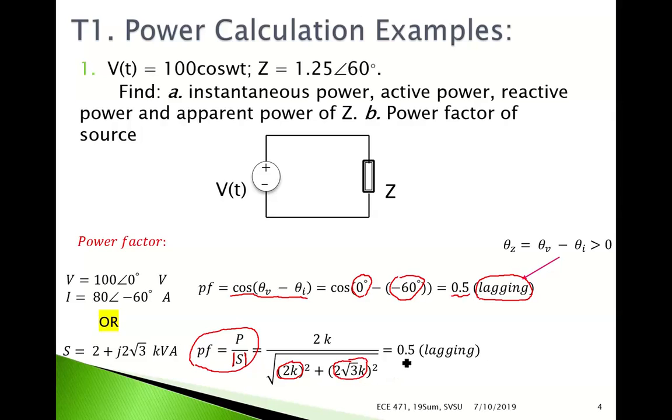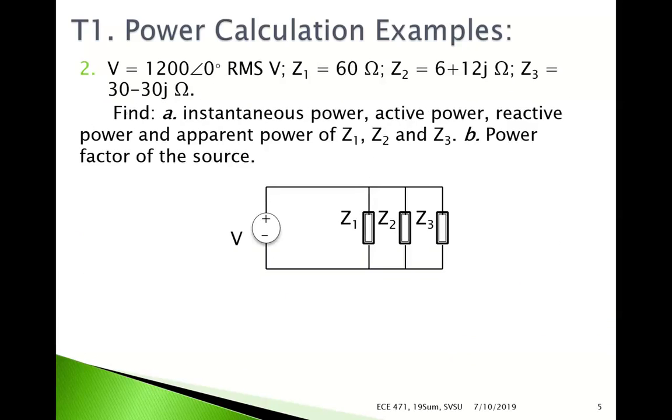Okay, so we end up with the same value, 0.5, and here the lagging or leading information can be told by the sign of the reactive power. If it is greater than 0, it is lagging, otherwise it is leading. Okay, this is example 1.